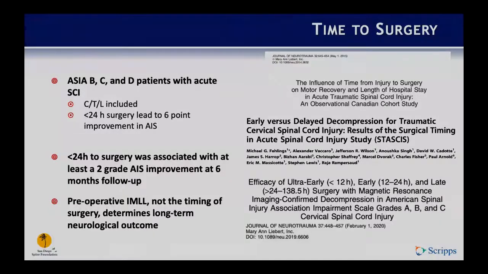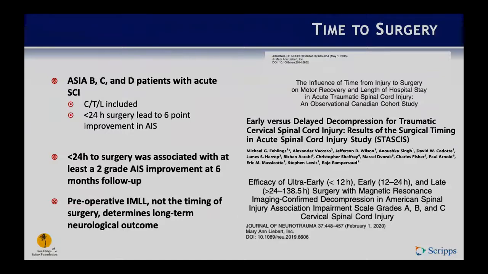Several studies have found some correlation with greater improvement in the ASIA classification of neurologic function if surgery was done in less than 24 hours compared to greater than. I did see another recent 2020 study, however, that sought to evaluate this further, defining early as less than 12 hours, early as 12 to 24 hours, and late as greater than 24 hours surgery in these cervical spinal cord injury patients.